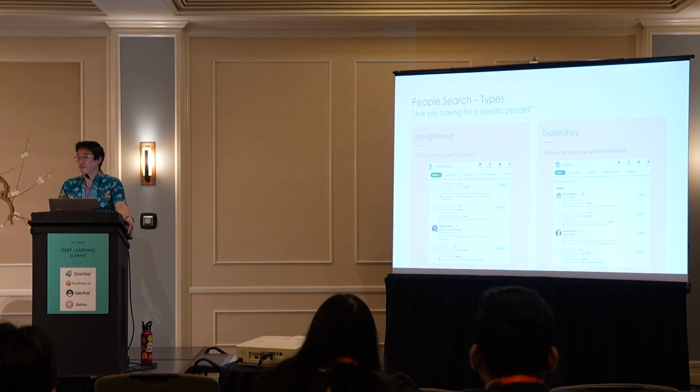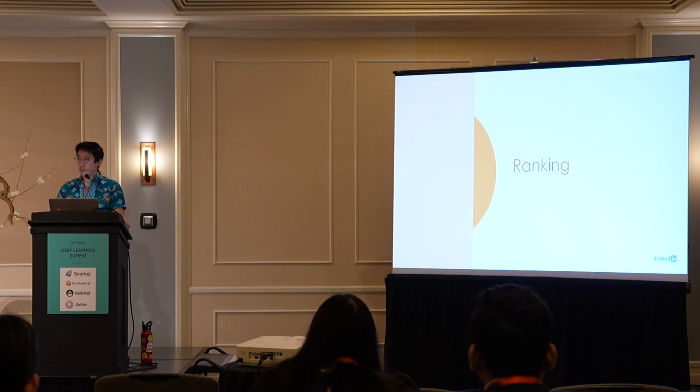What's the opposite of that? Not looking for a specific person. In that case, you may just be searching, for example, LinkedIn, and you might just be interested in finding anybody who's relevant without actually trying to hone in on a specific human being. So that's one way that we categorize our searches here. Let's take a dive into ranking.